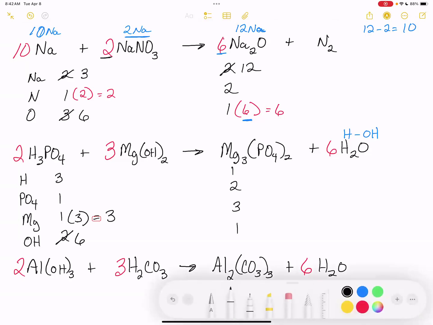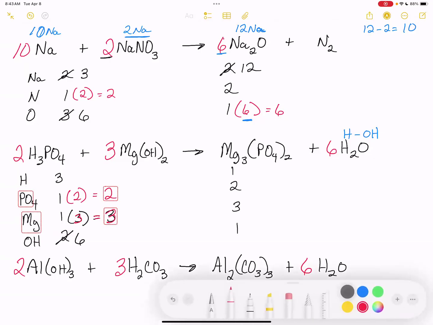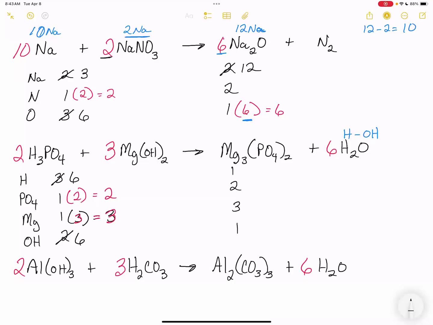I then did the phosphate. On the reactant side, I had 1. On the product side, I had 2. So I multiplied the product side by 2. Whatever you multiply by becomes the coefficient. But in getting 2 phosphates, I wound up with 6 hydrogens. So I have 6 hydrogens on the reactant side. I then multiplied the product side by 6 to get 6 hydrogens on the product side. In so doing, I wound up also with 6 hydroxides. Questions?